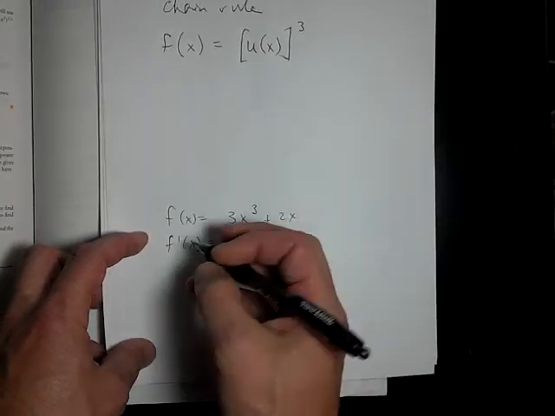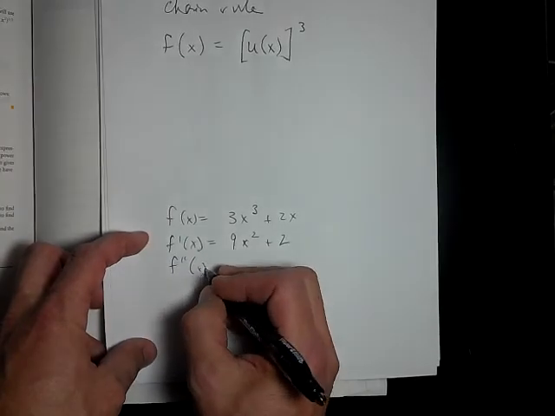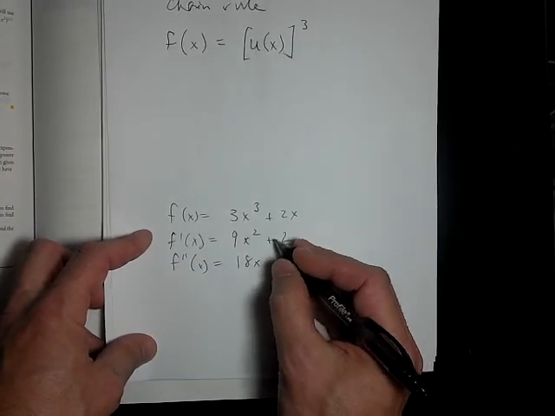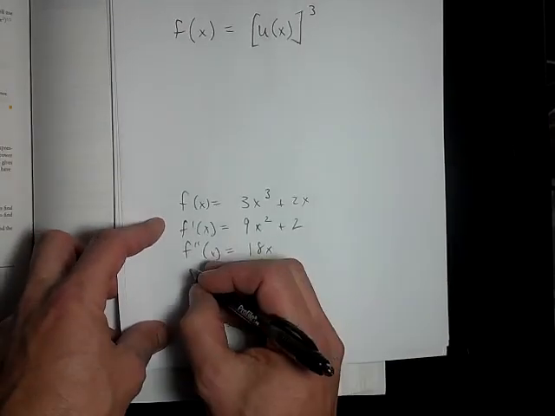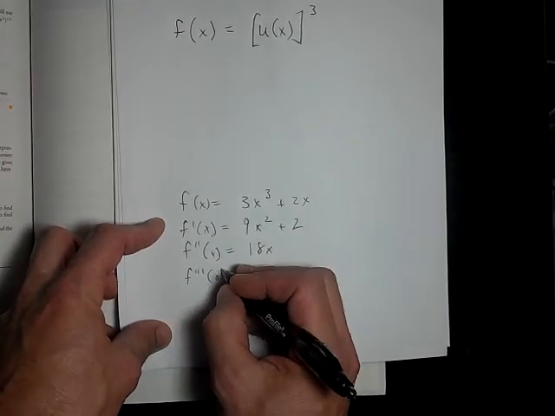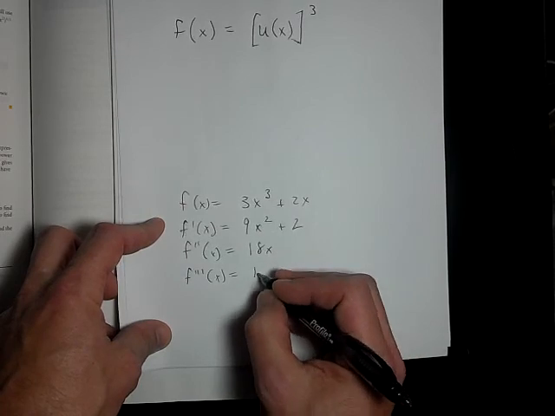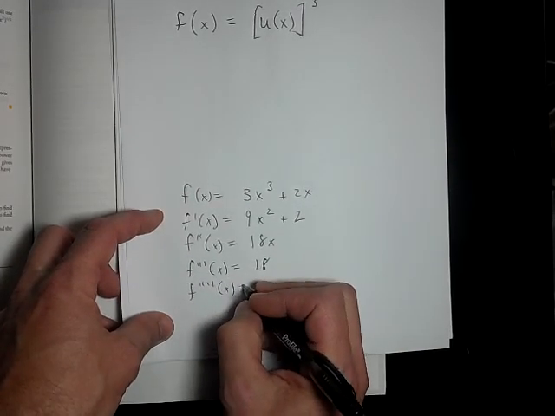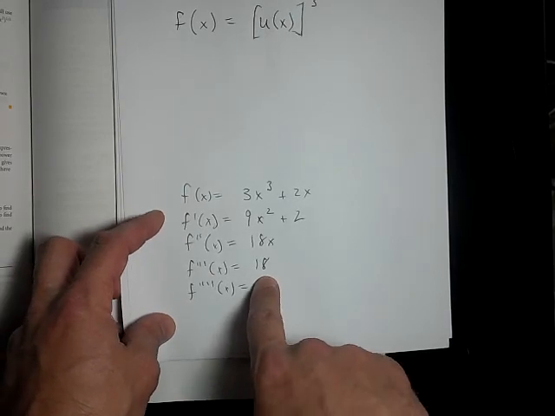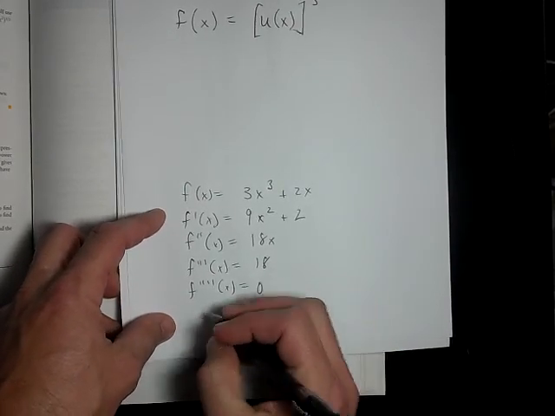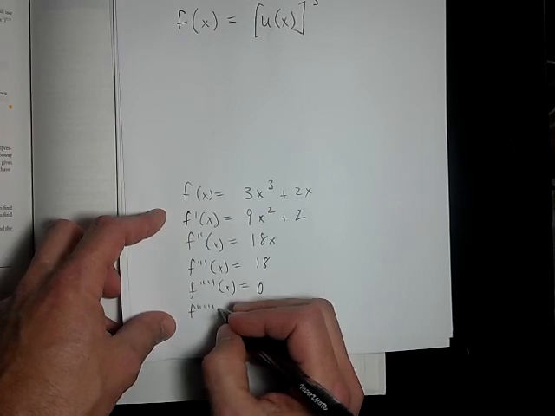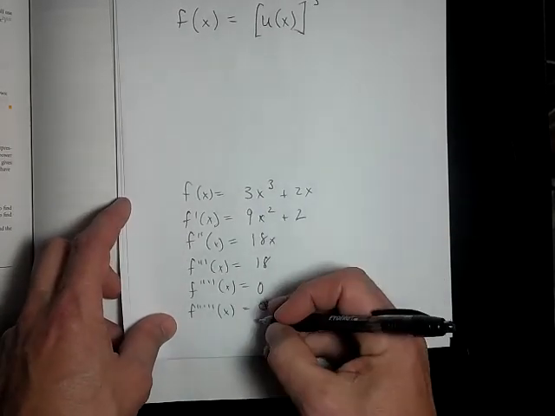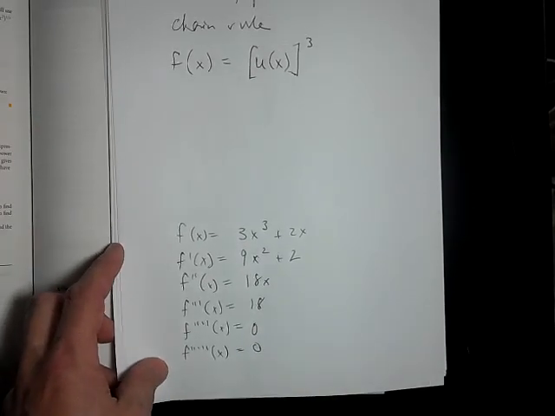So done. If you want to take the second derivative, the 3 comes down, and this becomes 18x. The 2 disappears. That's it. The third derivative of 18x is 18. The fourth derivative is 0, the slope of a horizontal line. And then the fifth and every other derivative is 0, because the slope of 0 is 0.